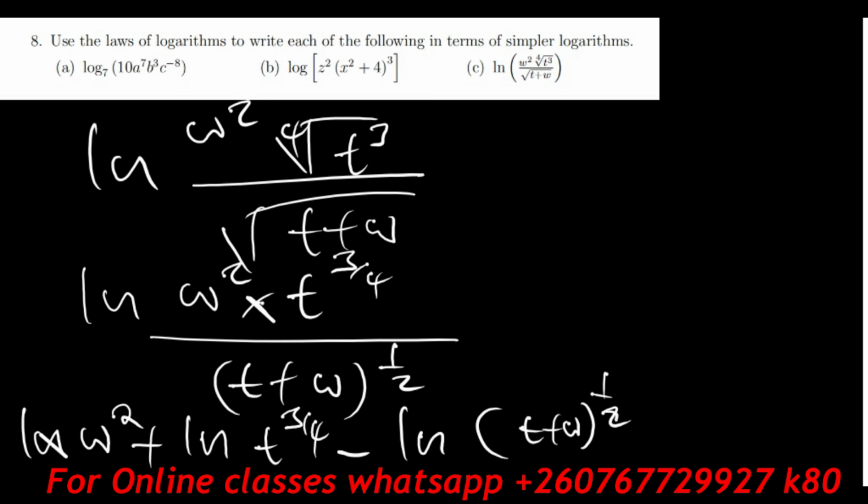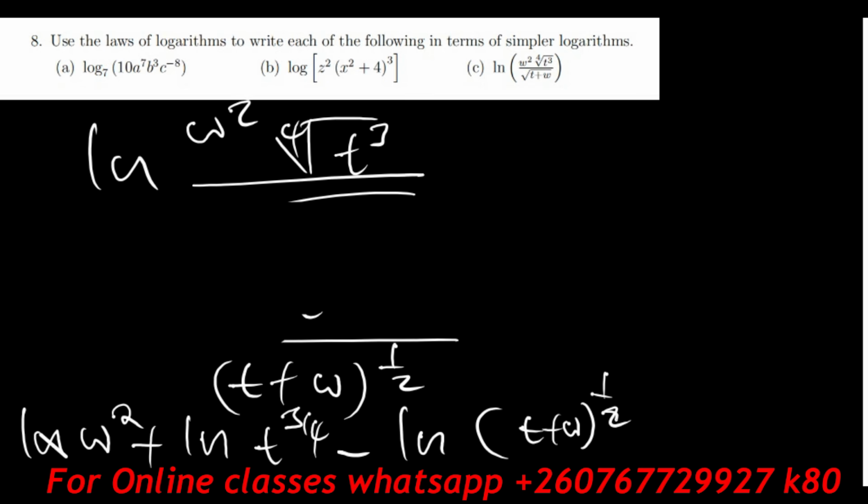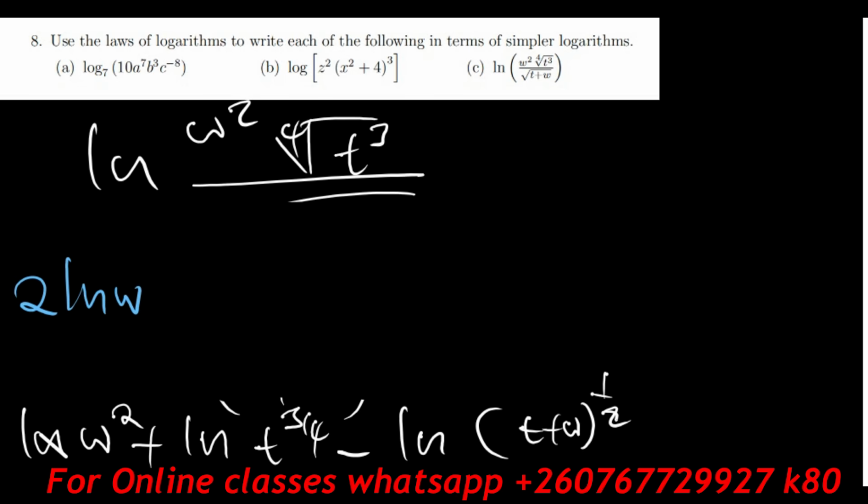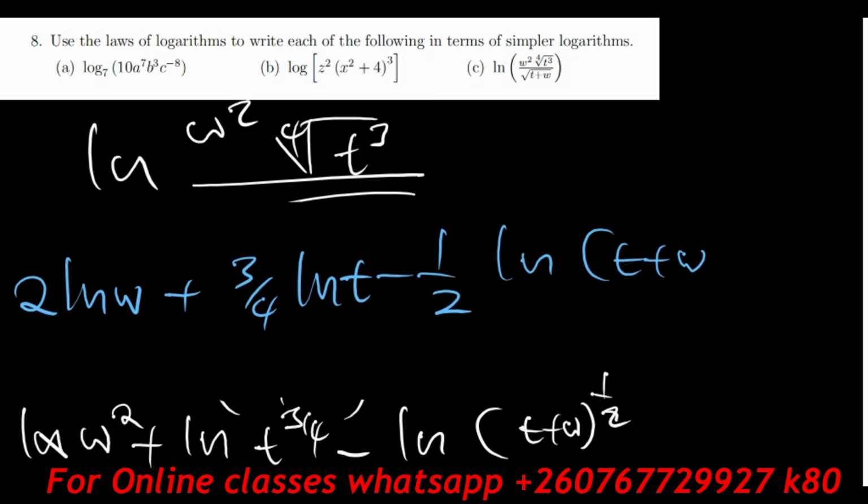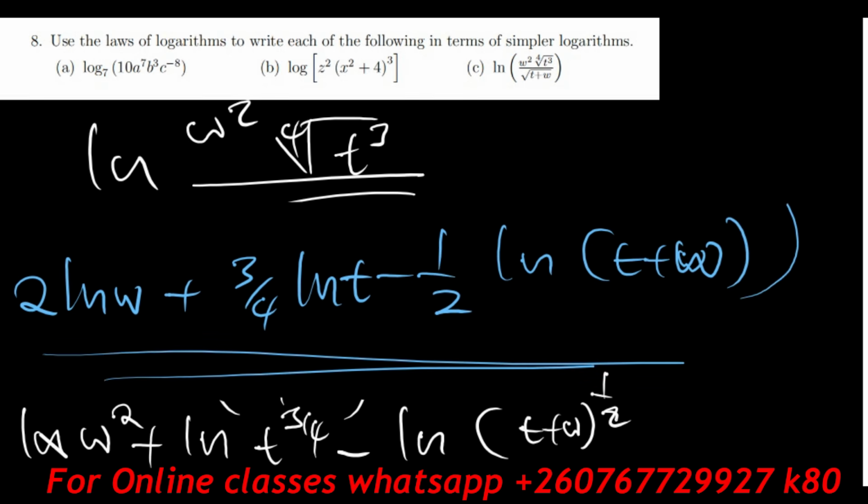Now from here, what else can we do? We can see that, let's get rid of this. The powers are supposed to be in front. So in that case, I'm going to say I have 2 ln w plus 3/4 ln t minus, now I'm going to drop the half, then I'll have ln (t plus w). So in that case, this is going to be my answer. Again, if I want, I can run away from here to there. So that is it for question 8.